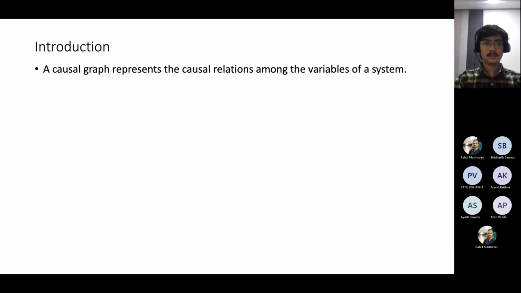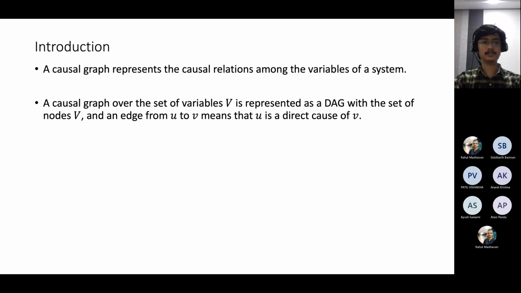Okay. So first I'll define what is a causal graph. A causal graph represents the causal relations among the variables of a system. So a causal graph is represented as a DAG with the set of nodes V if the set of variables of the system is V. And an edge from U to V means that U is a direct cause of V.